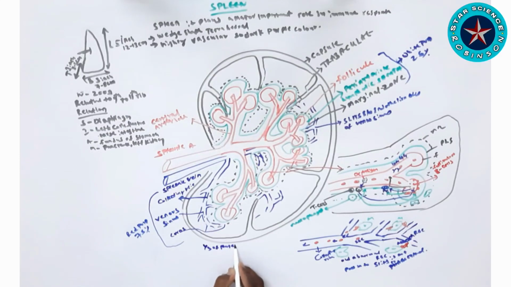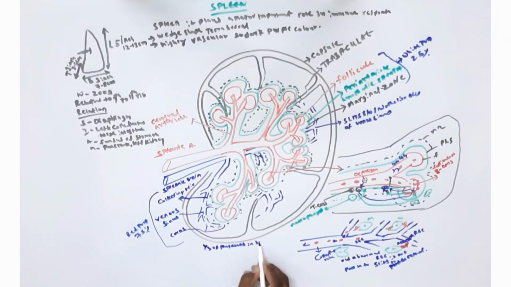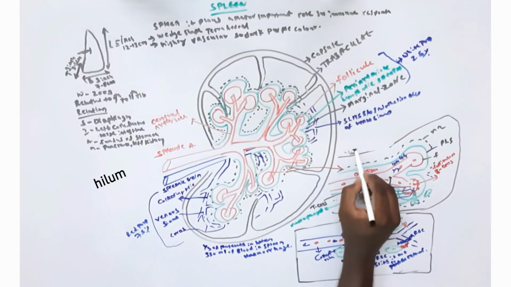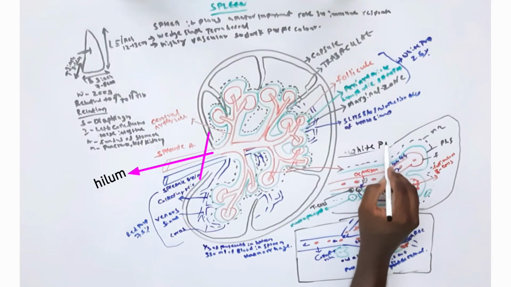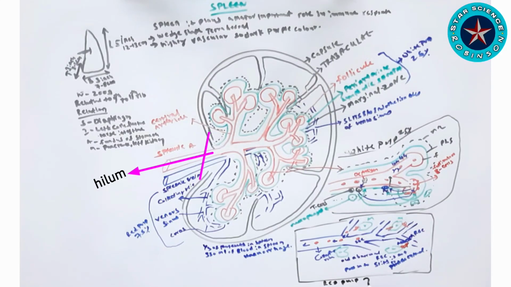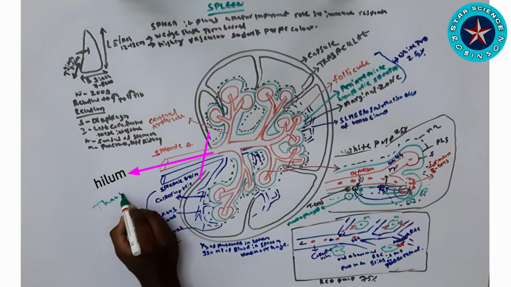One third of platelets will be stored in our spleen, so they will be sent in emergency situations when a crisis occurs. At the same time, 350 ml of blood will be stored in our spleen, so it will also be used if any hemorrhage occurs. So this is about the spleen anatomy and functions. You have to remember about the hilum, where the artery, veins and nerves enter into the spleen. That is the major portion you have to remember. There will be 25% of white pulp and 75% of red pulp.